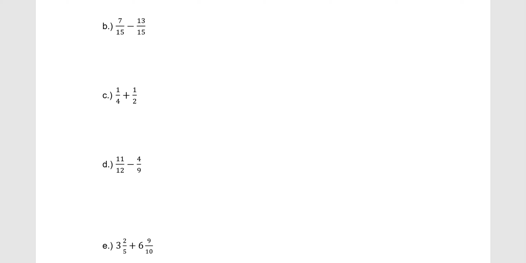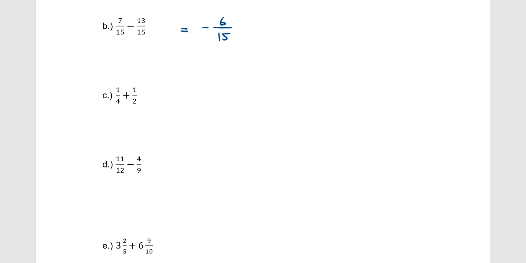Okay, next one we have 7 over 15 minus 13 over 15. Once again, we're adding or subtracting here, so we have to get common denominators. We already have a common denominator of 15, so all we have to do is the 7 minus the 13. So this is actually going to give us a negative number. 7 minus 13 is going to be negative 6. I'm going to put the negative out front. And then 6 over that common denominator of 15.